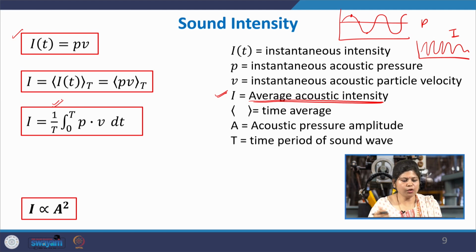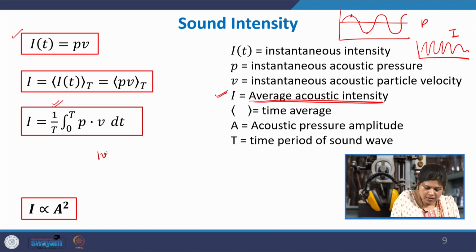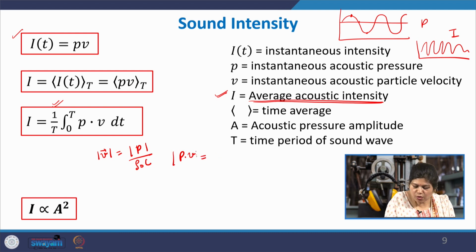So, integral of P dot V from 0 to capital T, where capital T is the time period of the wave, by 1 by T. Now, if you see here, the magnitude of pressure divided by rho naught C, so P dot V, the magnitude of this should be what? It should be P whole square divided by rho naught C, right. So, that means that this is what? This becomes the magnitude of the intensity.